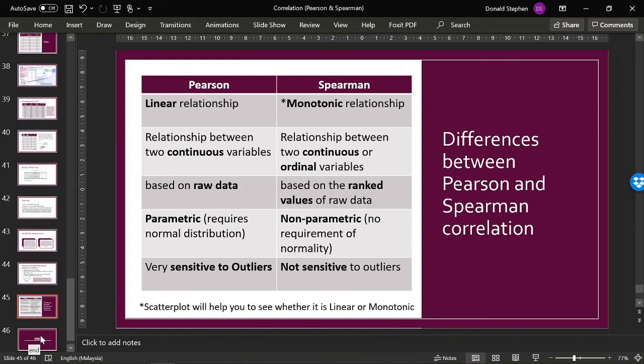So next, we are talking about correlation between categorical variables. So here we have been talking about continuous variables and also ordinal variables. So what about nominal variables or categorical variables? This we will talk about in the next topic, which is chi-square.